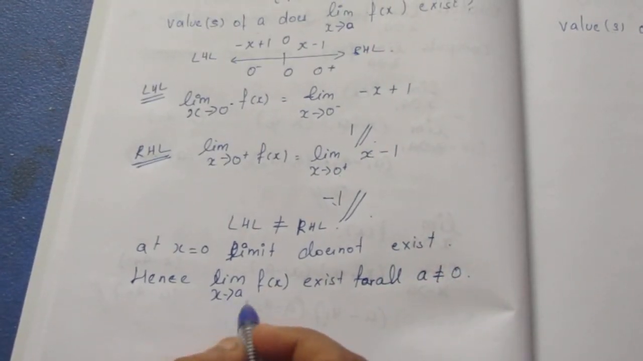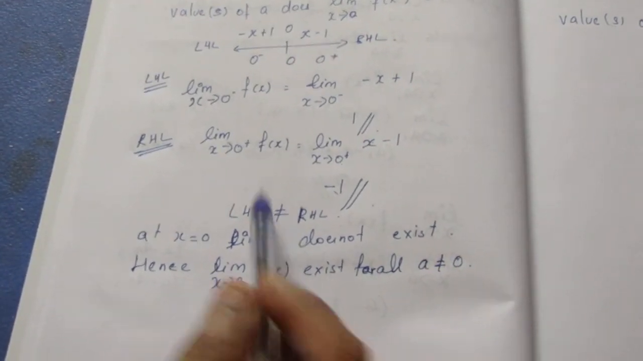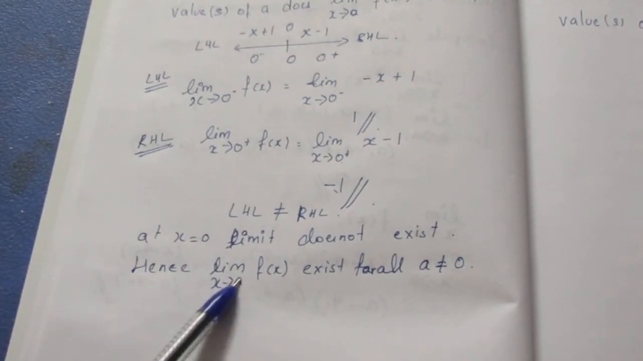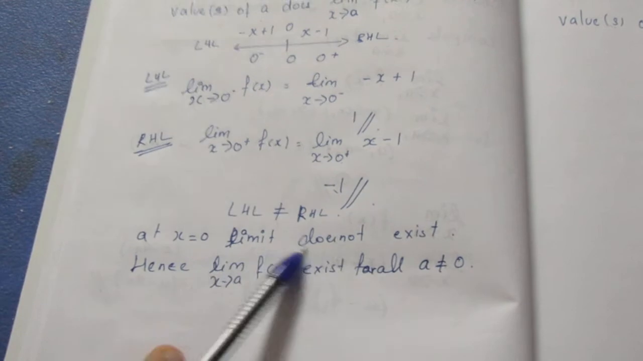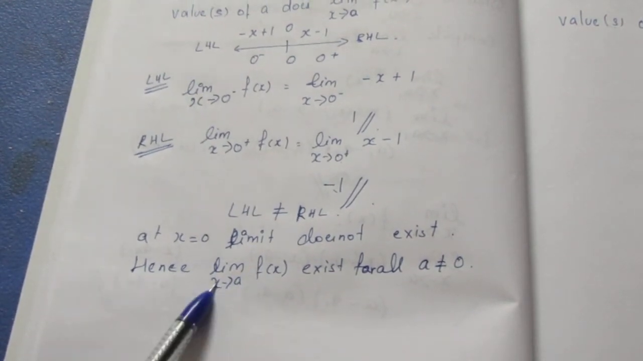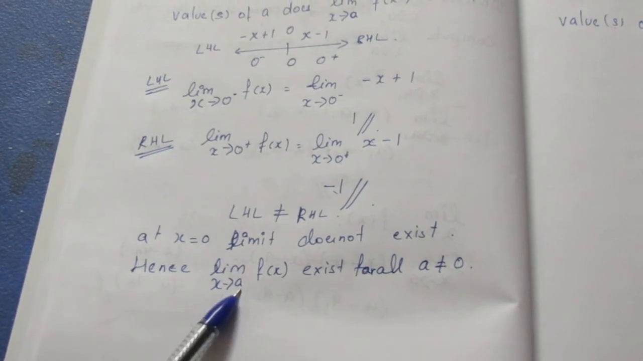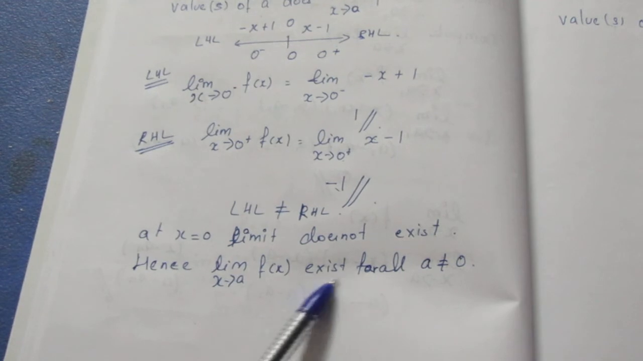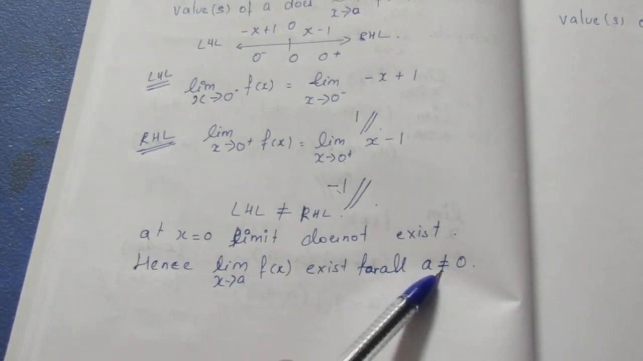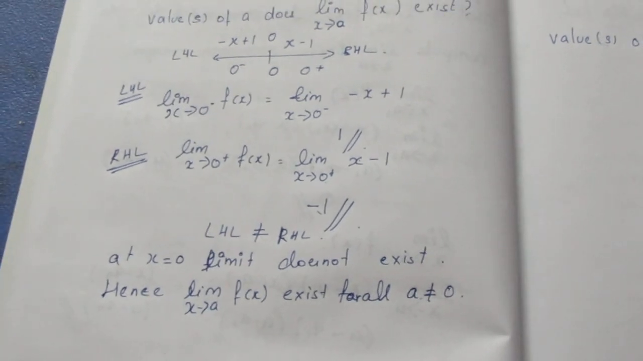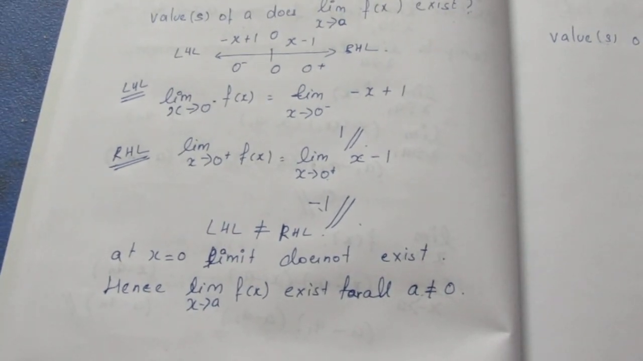Here a should not be equal to 0 because we have taken x tends to 0. If we take x tends to 0, then it does not exist. Here the limit does not exist at 0. So other than 0, a can be any value other than 0. So we can write the limit exists for all a is not equal to 0. Only if a is not equal to 0, the limit exists. If not, the limit does not exist.